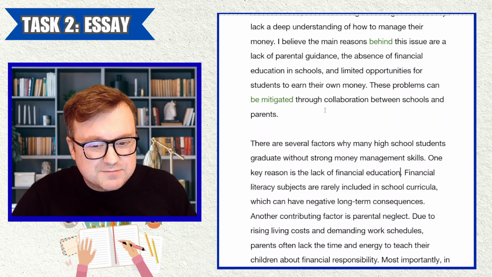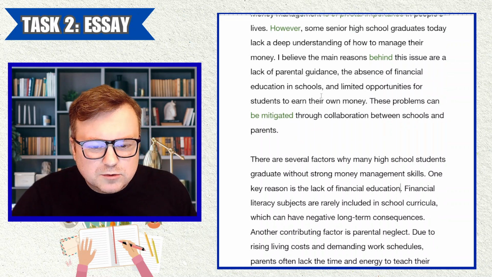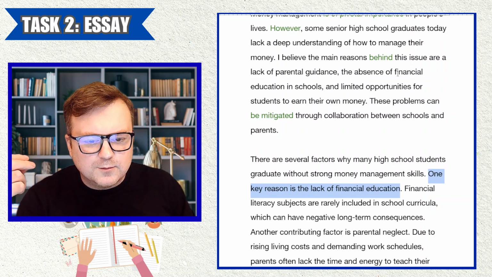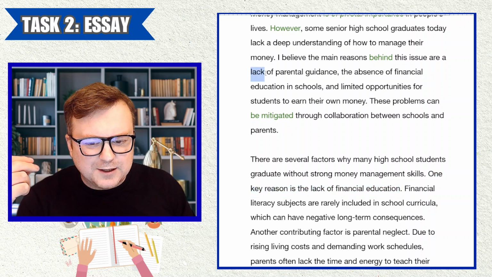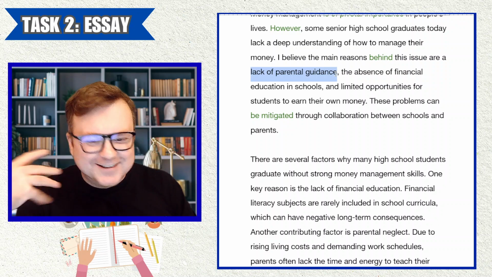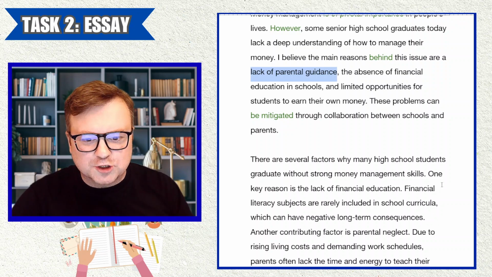Now, also, if I'm being super detailed, I don't like the fact that you've fronted lack of parental guidance here, but now you've fronted financial education. I just don't know why you would do that. Talk about lack of parental guidance first, right? That would be a logical approach to this. And the way that you logically organize your ideas is part of coherence and cohesion.